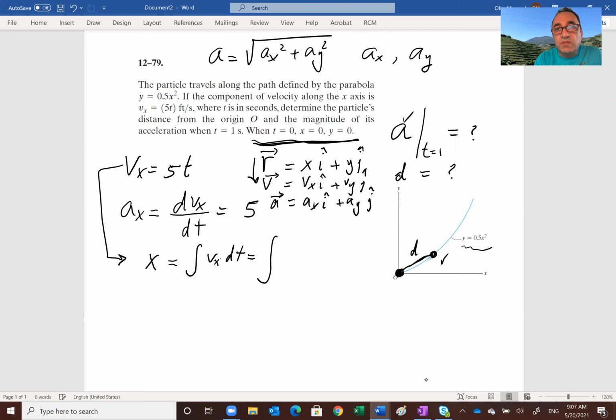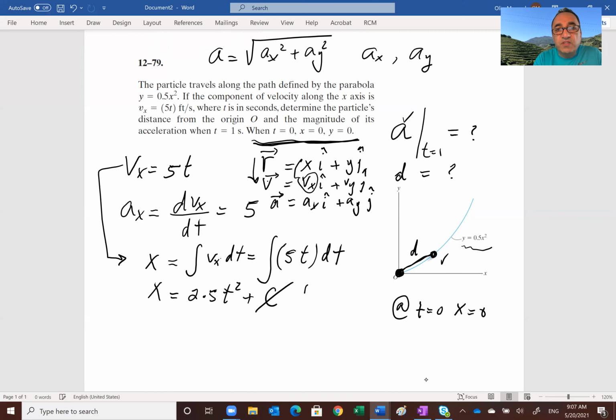So in this direction, we take the derivative. In the opposite direction, if you have the x component of velocity, in order to find x, you have to integrate, right? That's what I'm doing. So if I go ahead and find the integral, and you'll see why I'm doing this in a minute. What is the integral of that? That's 2.5 t squared plus a constant of integration. But that constant is what? At t equals 0, x is 0, position is 0. Therefore, c becomes 0. So x becomes 2.5 t squared.